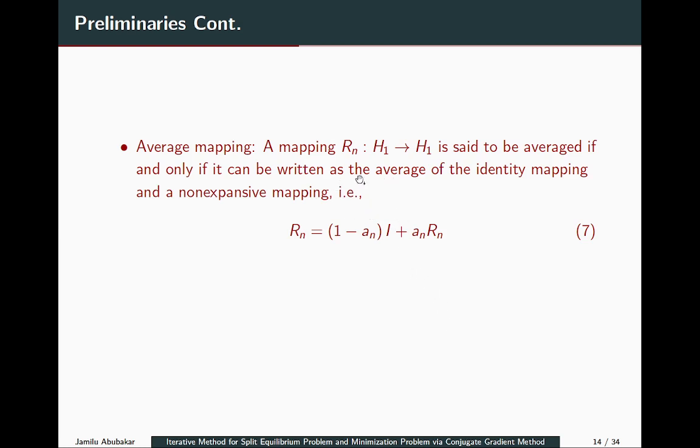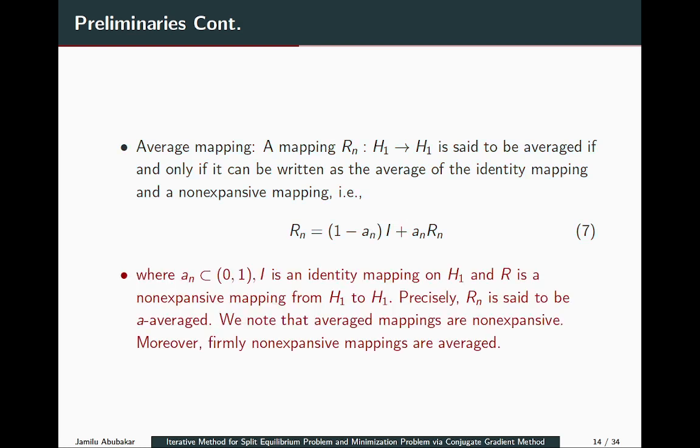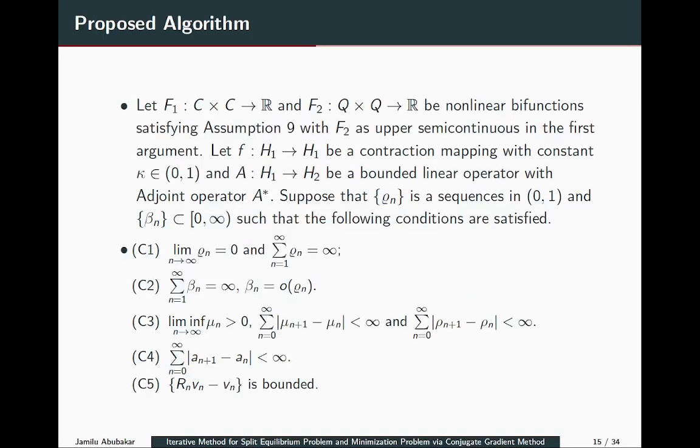Mapping Rn is said to be average if it can be written like this, where I is an identity mapping and An is in (0, 1). So for the main result here, now we have this setting. We suppose we have two bifunctions.